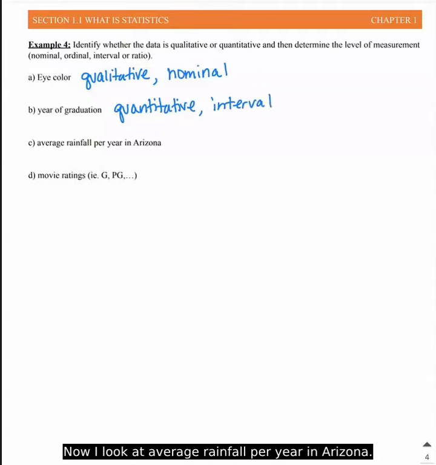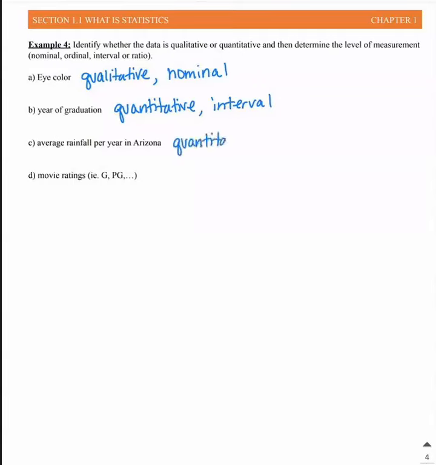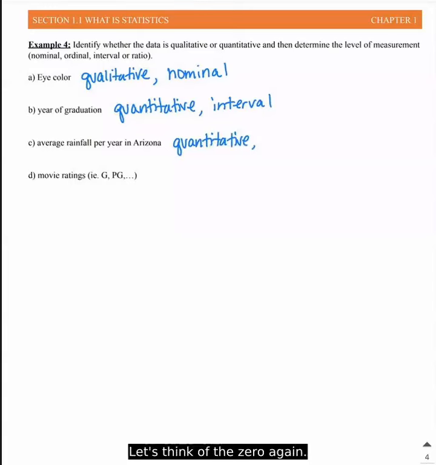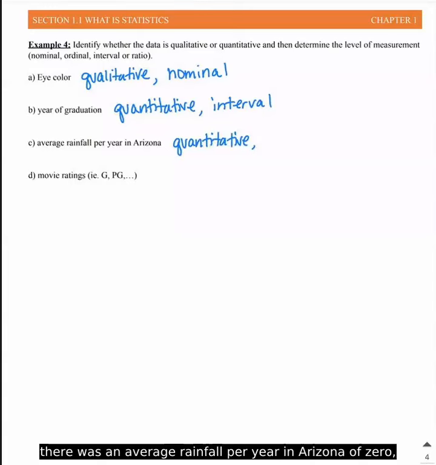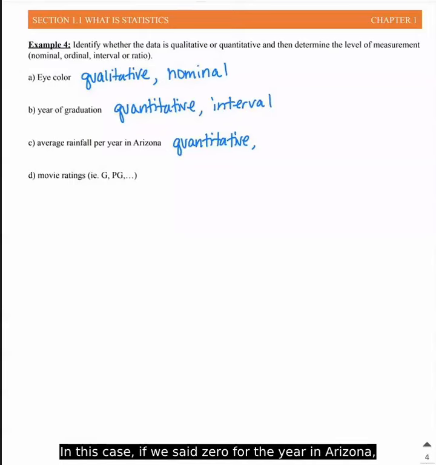Now I look at average rainfall per year in Arizona. We looked at this example already, and we had determined it's quantitative. So I have numerical data, so that means it either has to be at the interval or the ratio level. So let's think of this 0 again. If there was an average rainfall per year in Arizona of 0, is this a position on a scale, or does it mean nothing, a lack of something? In this case, 0 for the year in Arizona would mean that there would be no rain. There's a lack of something. So that means it is an absolute 0. And so we would say this data is at the ratio level of measurement.